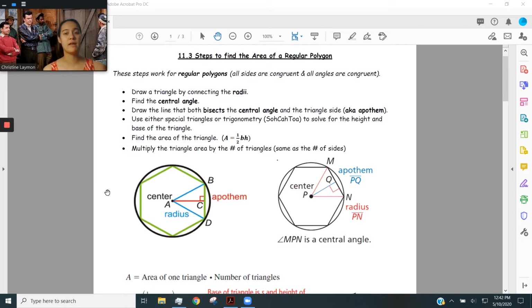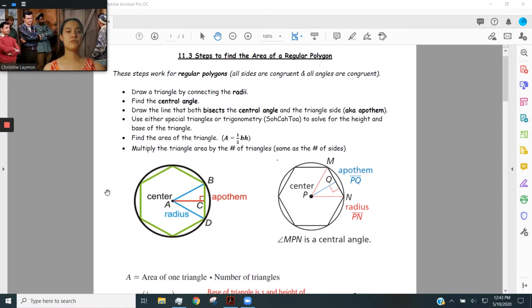We then want to go ahead and find the central angle. Now the central angle is just the angle between the two radii. Now you're going to draw a line that bisects the central angle and the triangle side. And when you're doing this with a pencil, you're just going to sketch the line and then find those missing parts. So we're going to take that central angle, going to cut it in half. So if it was 40, it's now 20 degrees.